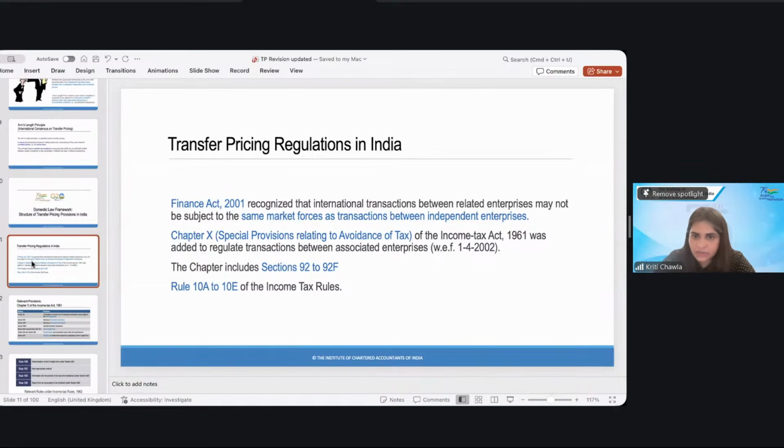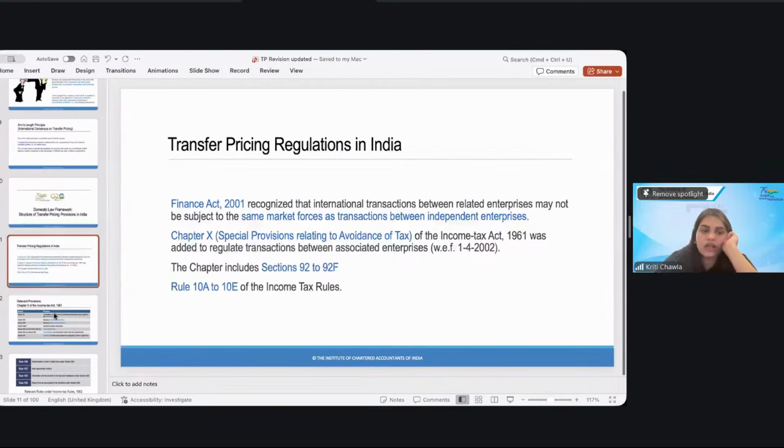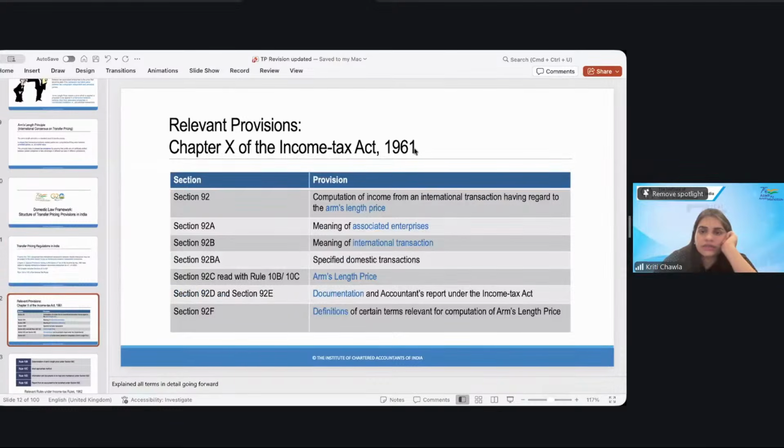This is called Chapter 10. It is Chapter 10 of the Income Tax Act 1961, and this was added to regulate transactions between associated enterprises. This was applicable with effect from 1st April 2002. Now, this chapter includes sections 92 to 92F, and there are also rules that you should look at, Rule 10A to 10E of the income tax rules. So this is Chapter 10 of the Income Tax Act 1961.